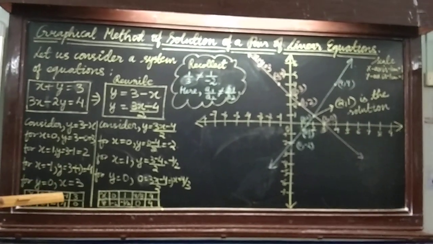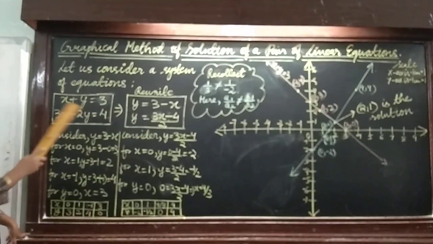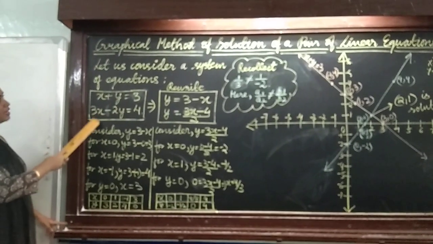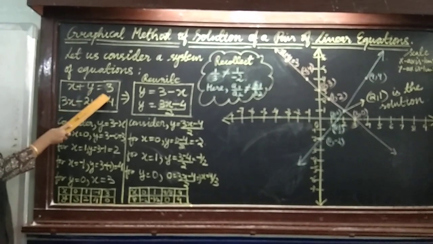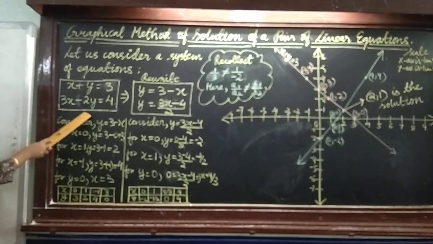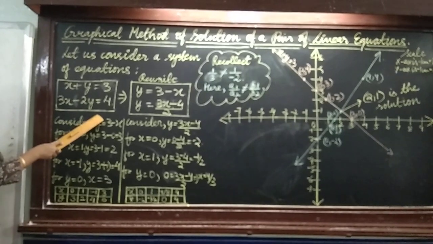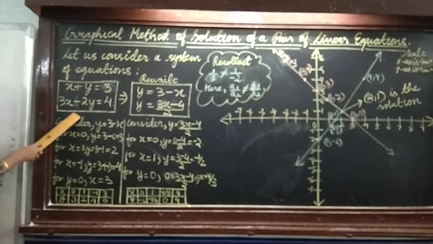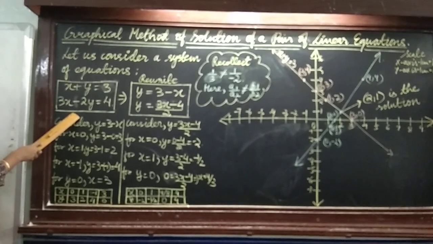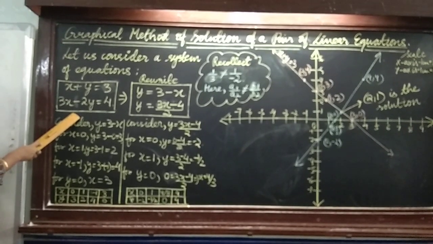which happens to be one of the prime ways of finding solutions to linear equations, I take a case of a question where I consider a system of equations x plus y equals 3 and 3x minus 2y equals 4, right? Now I have been given this set of equations. I am supposed to calculate their solution graphically, right?